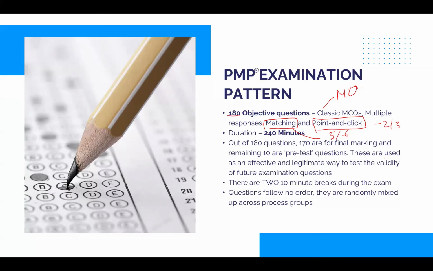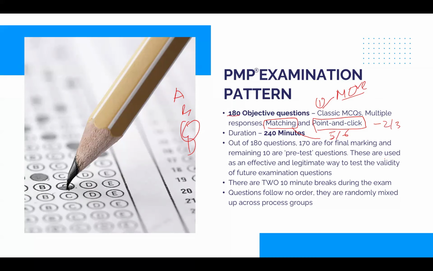This is more. That is one single right answer, A, B, C, D. One of them being the right answer is what is classic MCQ. This is more than multiple response. But then multiple response is still ample. Not the highest in weightage, but it's ample in number. This is all I can tell you.